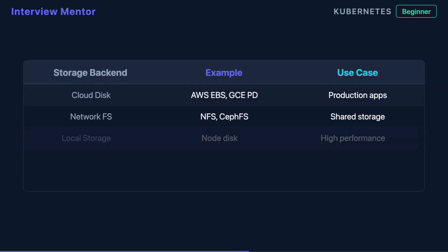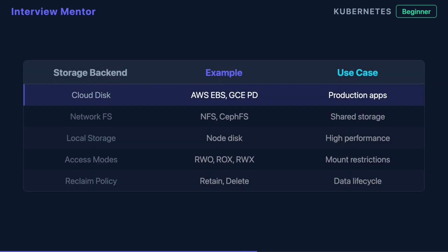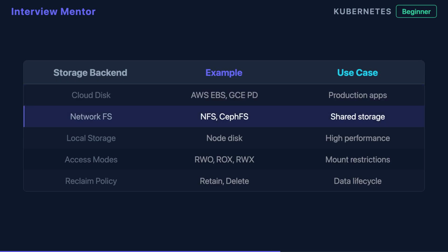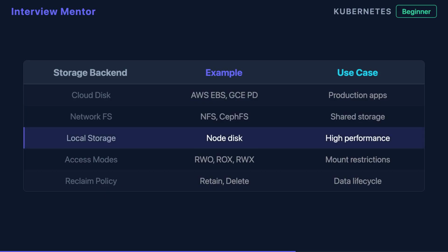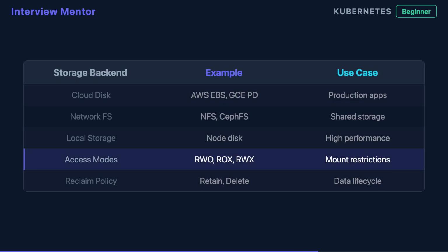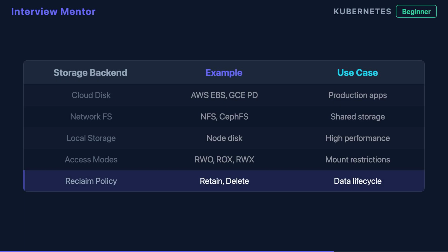Persistent volumes can be backed by various storage systems. Cloud provider disks like AWS EBS or Google Cloud Persistent Disks, network file systems like NFS, or even local node storage. They also support different access modes. Read-write-once allows mounting by a single node, read-only many allows read-only access from multiple nodes, and read-write-many permits read-write from multiple nodes. Reclaim policies like retain or delete determine what happens to the data when the PVC is deleted.